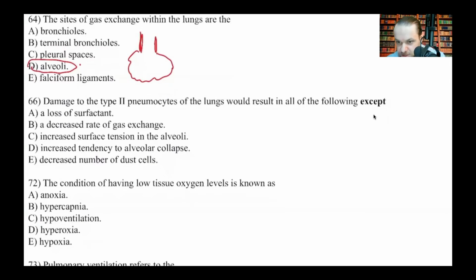All right, 66. Let's do. I'll do it if you want. All right, go ahead, Angel. Damage to the type 2 pneumocytes of the lungs will result in all of the following except: A, the loss of surfactant.